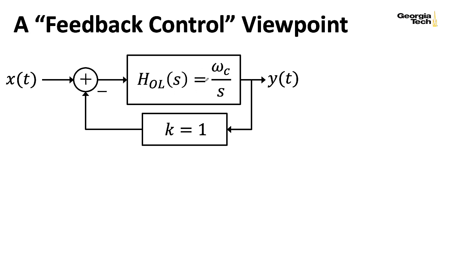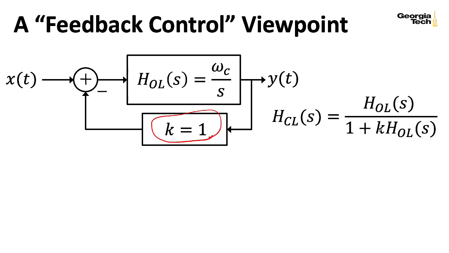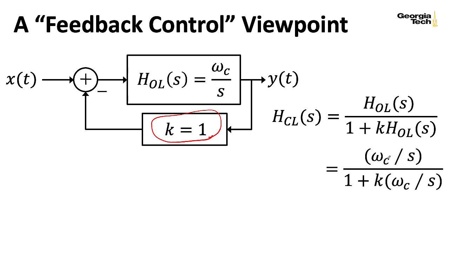Specifically, let's imagine that our open loop system is just an integrator with gain omega c. So dividing by s in the Laplace domain corresponds to integration in the time domain. Also, let's just let k equal 1. If I do that, I can plug in the specific open loop transfer function in my feedback formula and wind up with omega c over s over 1 plus k omega c over s.